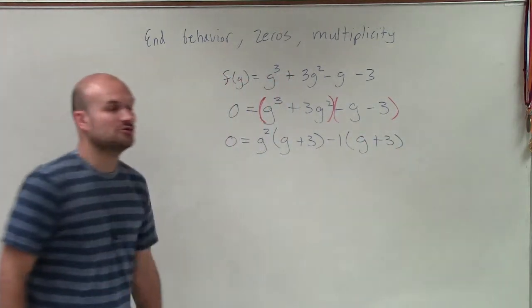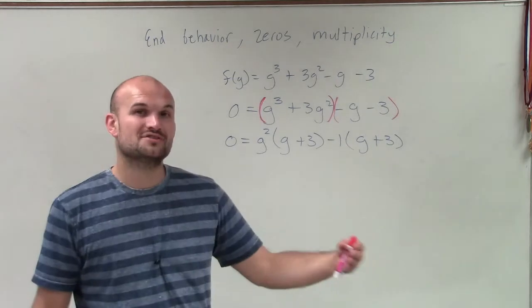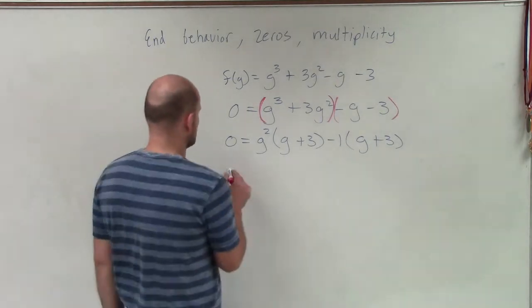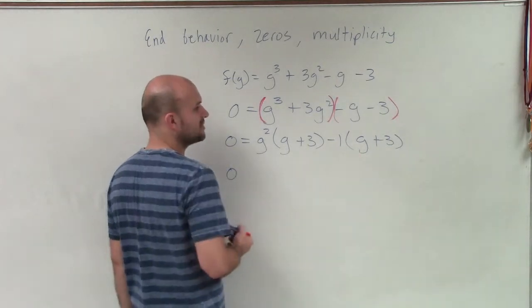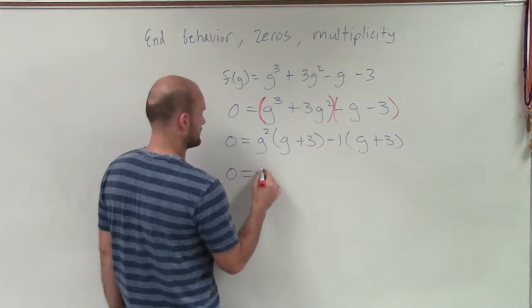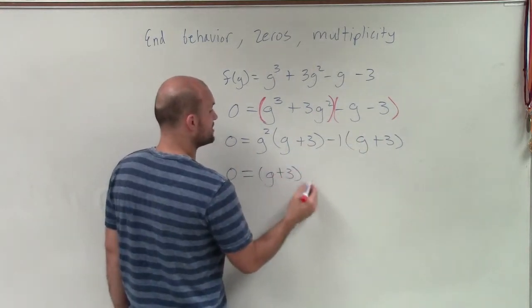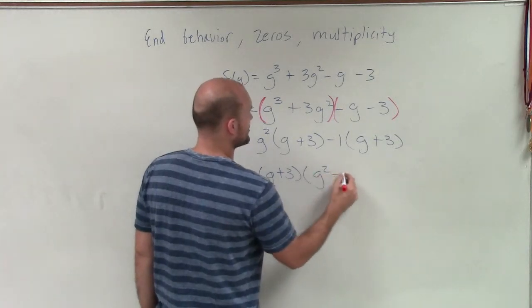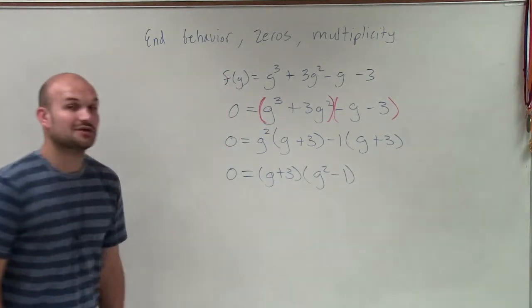Now, when factoring by grouping, you don't just factor out once. You actually have to factor twice. So therefore, I look at this again and say, what do these 2 terms have in common? Well, that's g plus 3, of course. So now I factor out a g plus 3, and I'm left with g squared minus 1. So there you go, ladies and gentlemen.